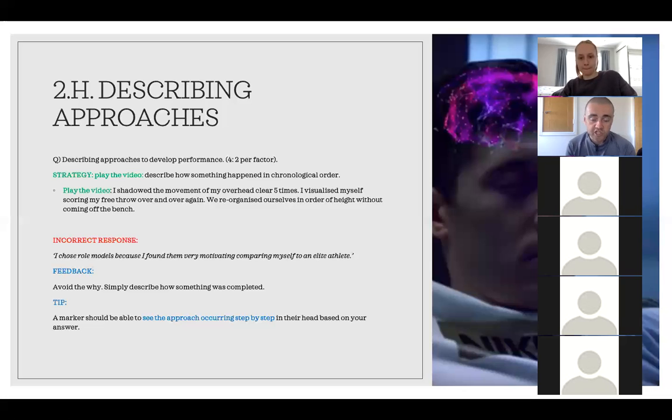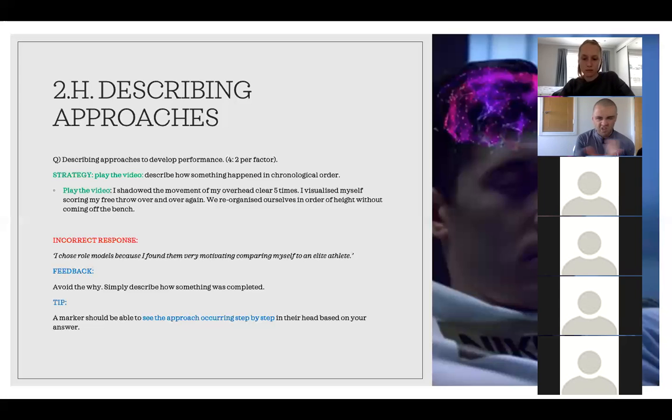So describing approaches, as we said before, methods is for data collection, methods is for monitoring, approaches are for developing performance. Some examples of approaches: visualization for mental emotional, positive self-talk for mental emotional, deep breathing, mental emotional. Team building games, role models, both of them come under social. For physical, you've got a whole host: repetition drills, interval training, opposed practices, shadow drill, you've got so many for physical.